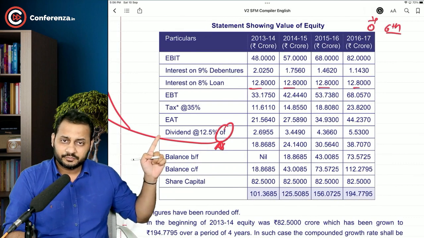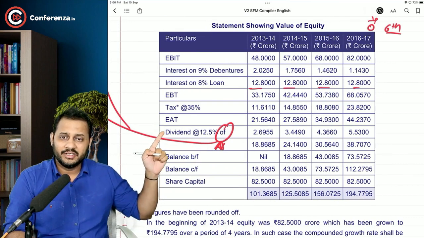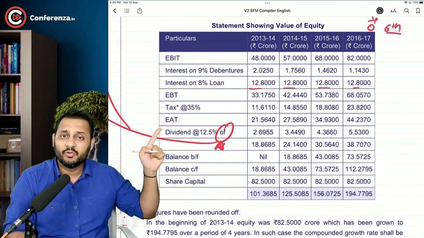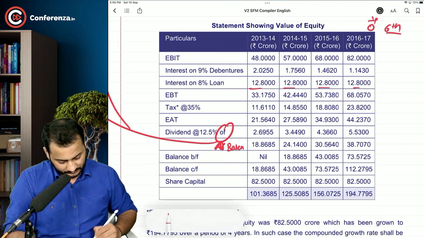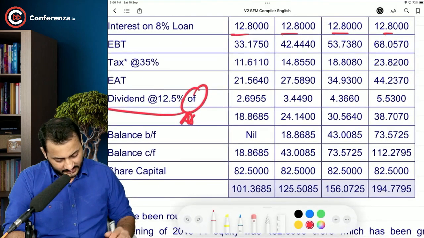12.5% of the profit that you have earned will be distributed. This is the dividend payout ratio. This will be the balance. We can say it will be transferred to reserves and surplus.